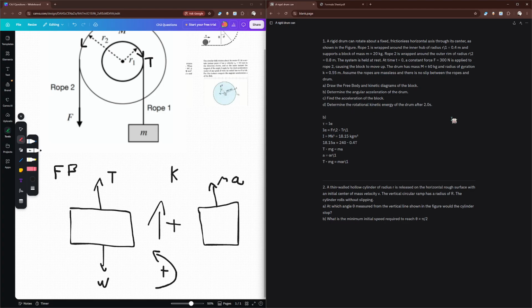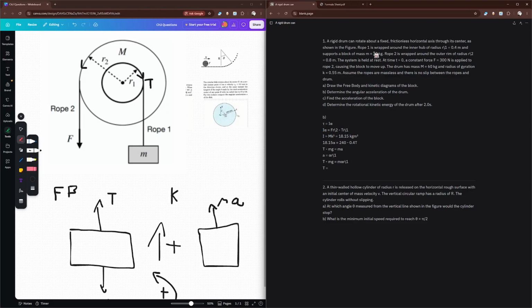And if we were to now simplify this for T, we get T is equal to mg, where m is 20 and g is 9.81. So that is going to be 196.2. Alpha R1 is 0.4, m is 20, so 20 times 0.4 is 8. So we're going to get that T is equal to 196.2 plus 8 alpha, right?